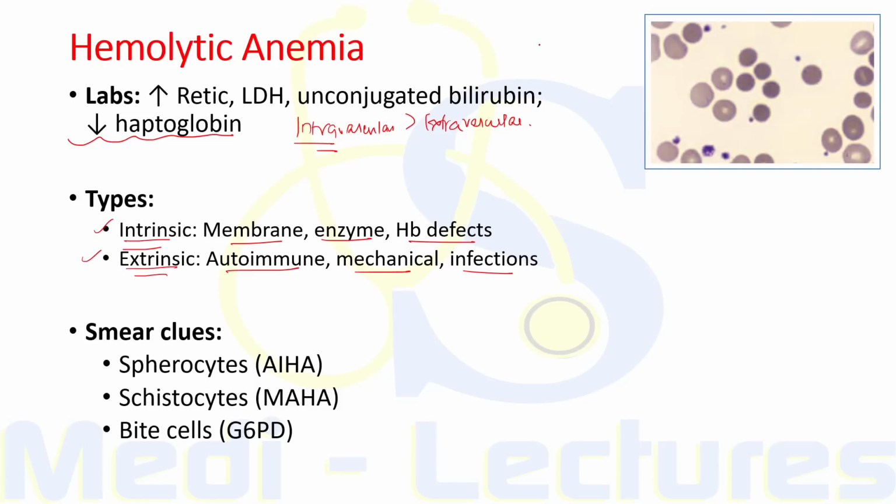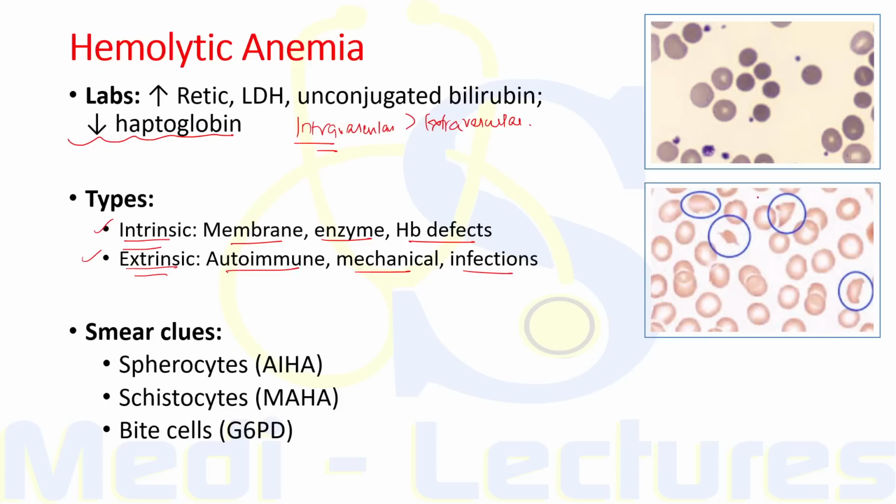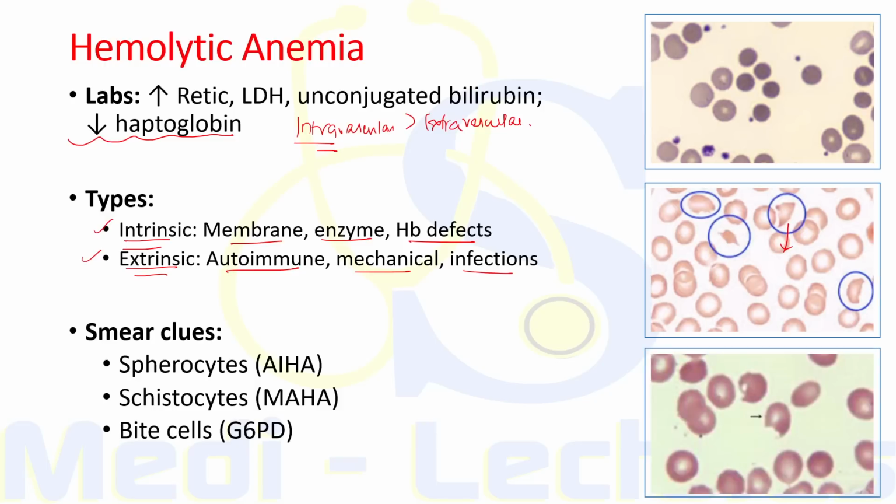So this first image is showing spherocytes which can be seen with AIHA. Second, these helmet cells or schistocytes are common in MAHA. Finally, we have bite cells which can be seen with G6PD deficiency.